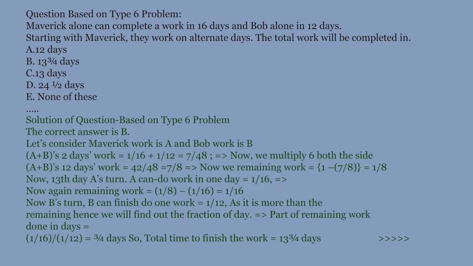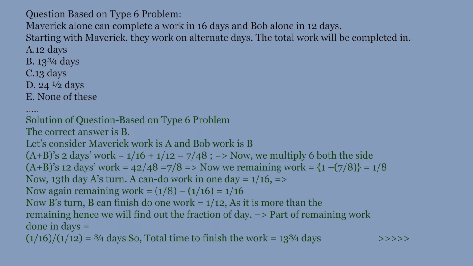So now we have to finish the work. So now we'll call B, because the next turn is B's turn. B can finish 1 upon 12 work in 1 day, and it is more than the remaining work. Hence, we will find the fraction of day. So how will we find the fraction of day? The part of remaining work done in days is 1 upon 16 divided by 1 upon 12, which is 3 upon 4 days.